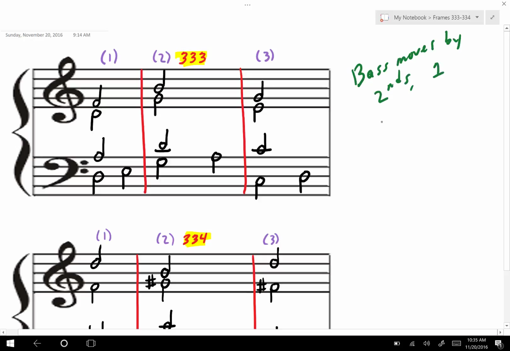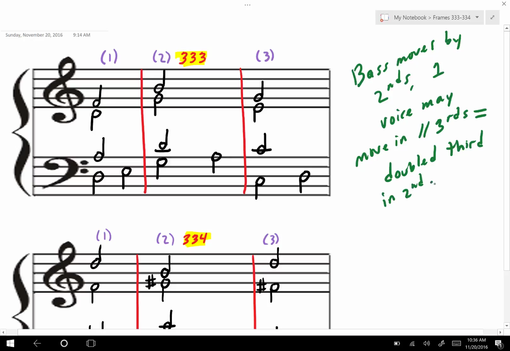okay, one voice may move in parallel thirds, and this is going to equal a doubled third in the second chord. Okay? The reason for this is that it's going to avoid some awkward or even forbidden intervals for voice parts to sing. And I'm going to show you best by plugging in some responses that you came up with.